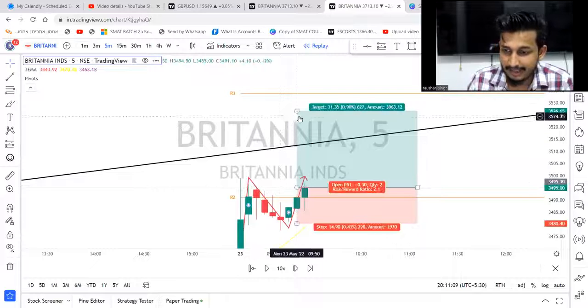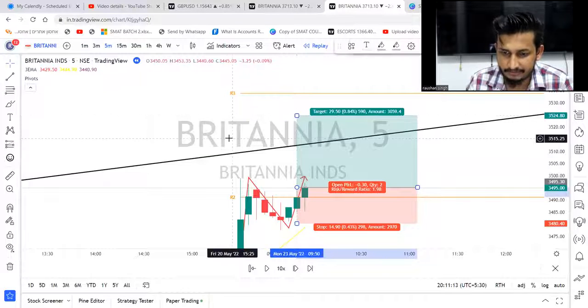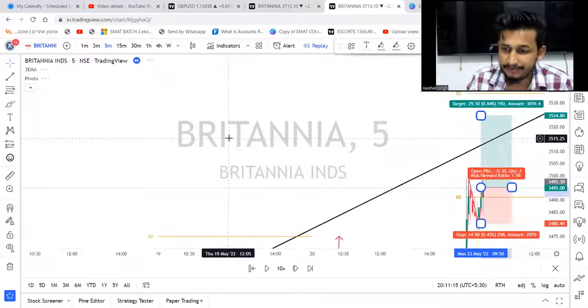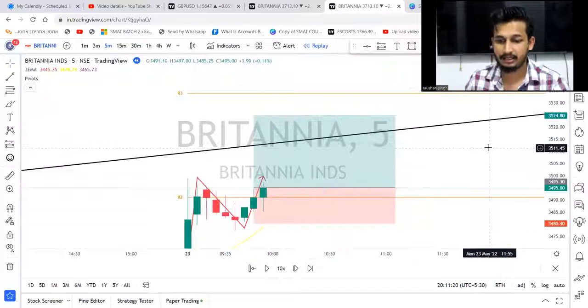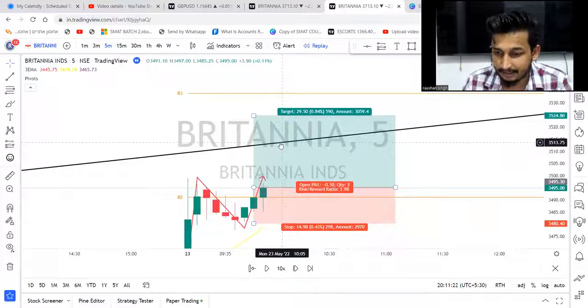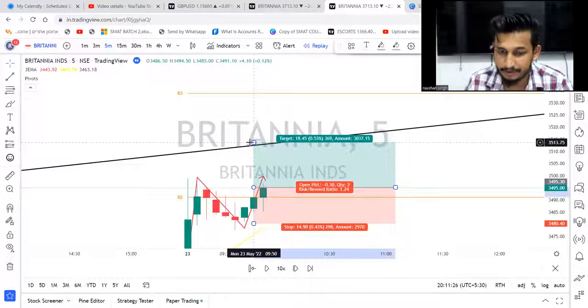Now over here, I have kept my target around 36. Let's keep it at around 24. I'm keeping it based on the previous rejections which the market had. Okay. And I will see if it is reaching this level, and if the market is reversing, because over here also I'm getting a 1:1.2.